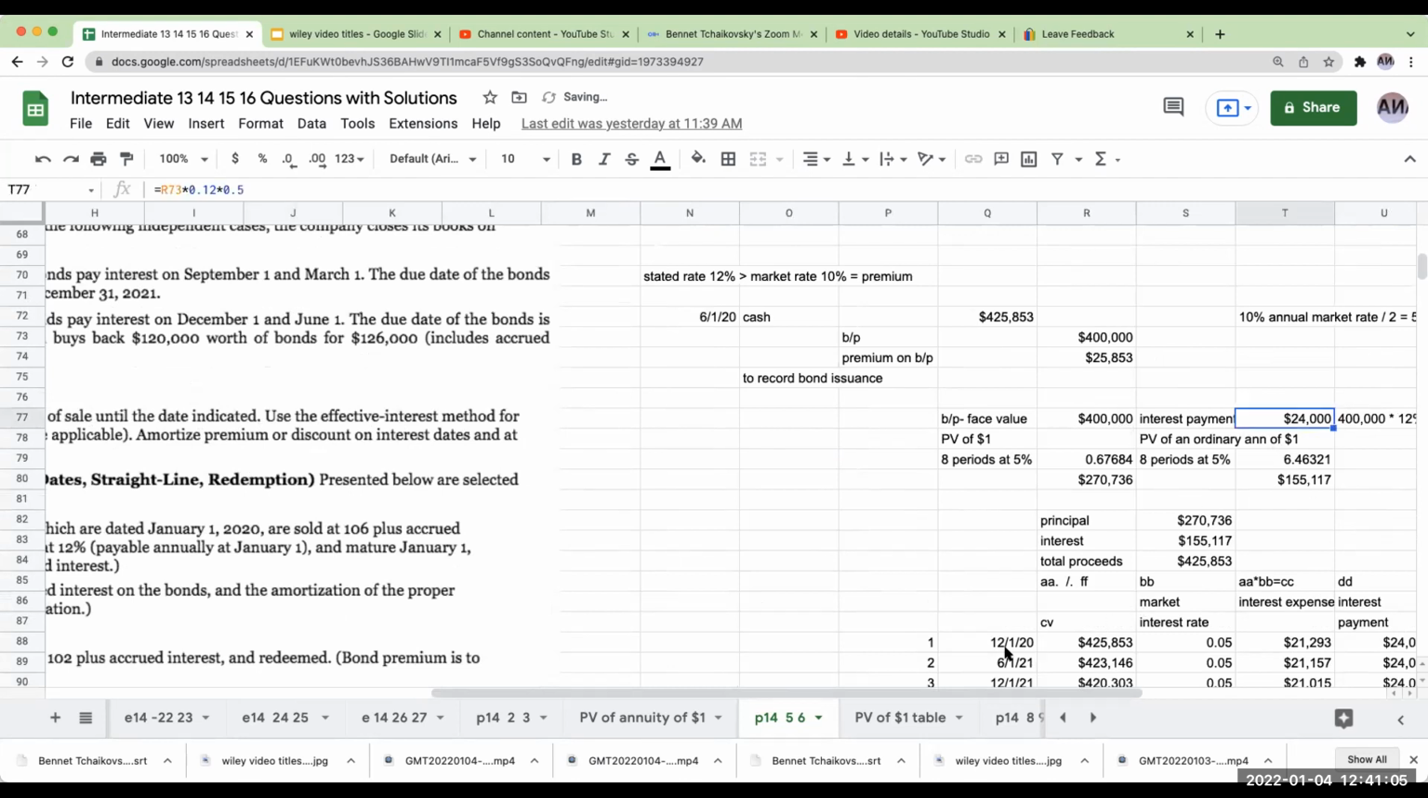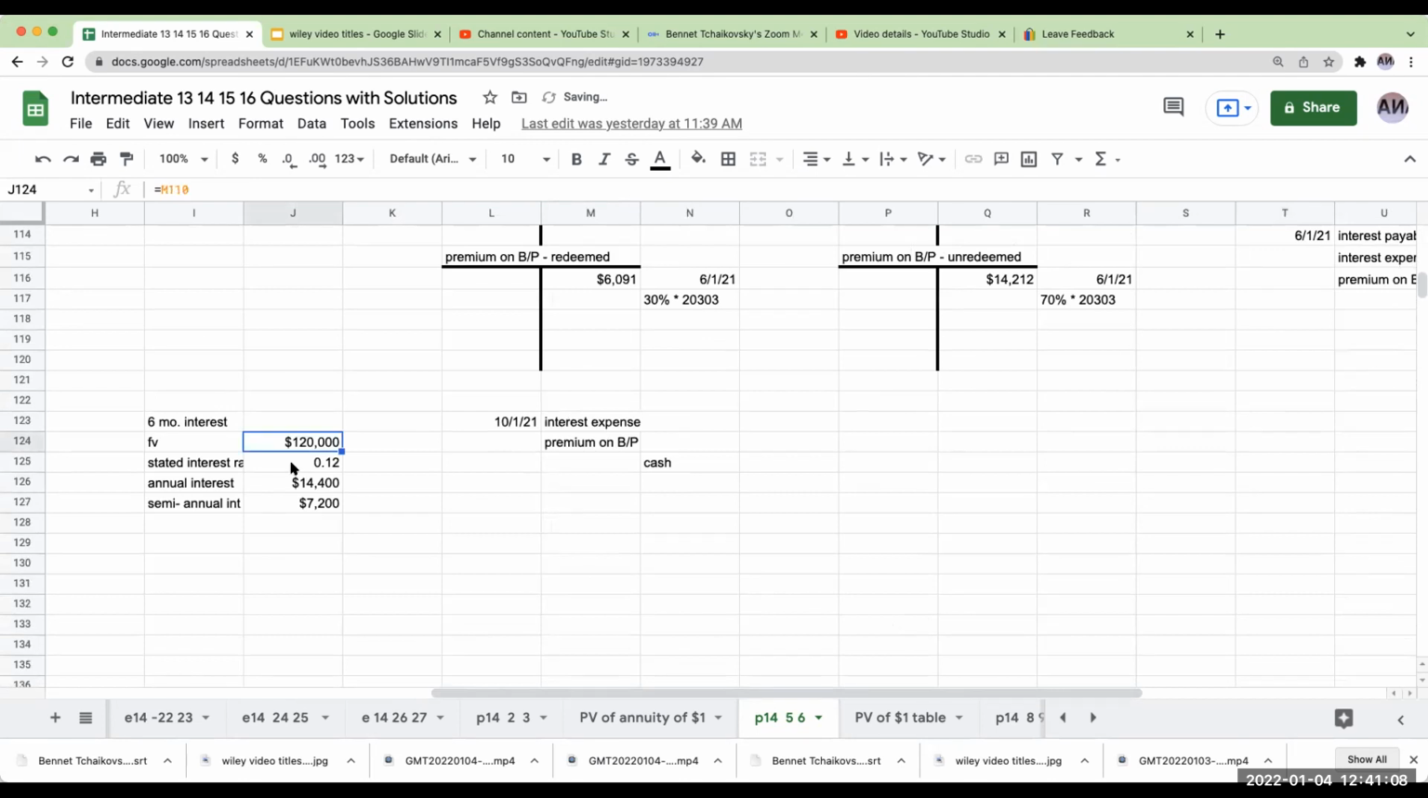Right over here, that was the stated interest rate. So my annual interest, my semi-annual interest, is 7,200. However, I'm buying this back on October 1st, right? So I've got June, July, August, September. My next interest payment would be on December 1st, so I would have 2 more months left. So I'm going to multiply this value here by 4/6, right?